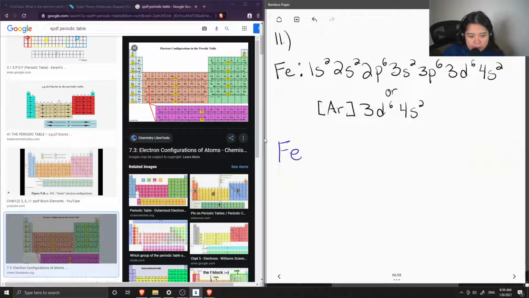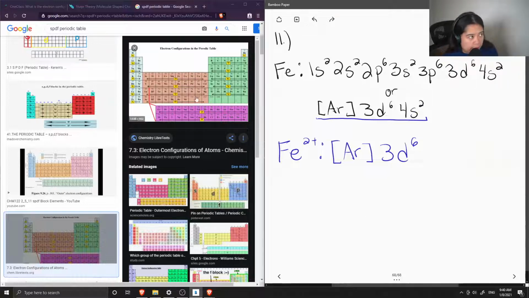If iron were to have a 2+ charge, this means that electrons were removed. So specifically 2 electrons were removed. So if each of these superscripts corresponds to an electron, we just need to remove the last 2 electrons. So in the case of Fe2+, it would be argon 3d6 if these 2 electrons were removed.